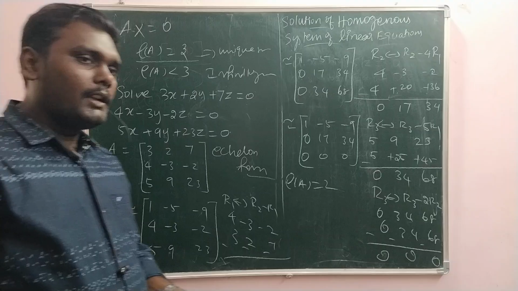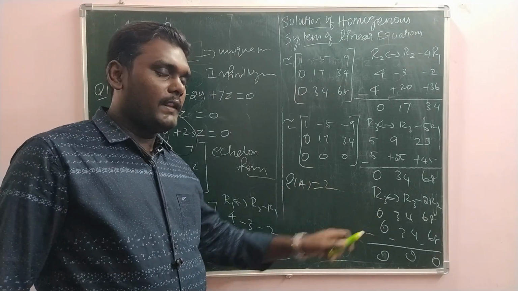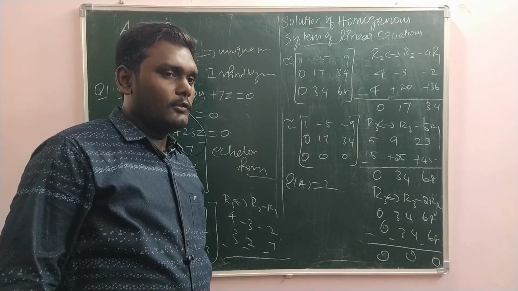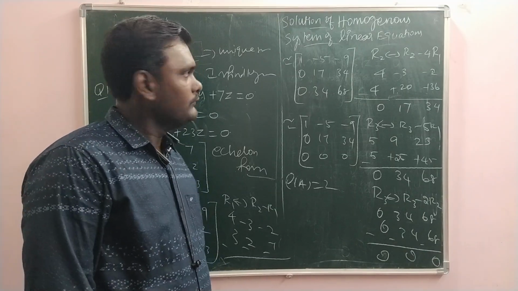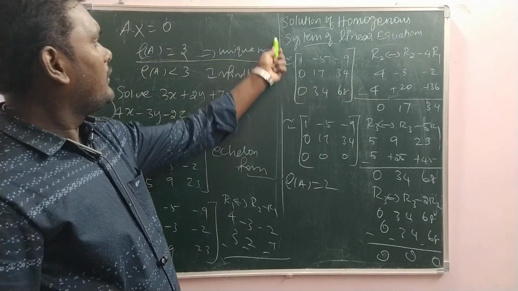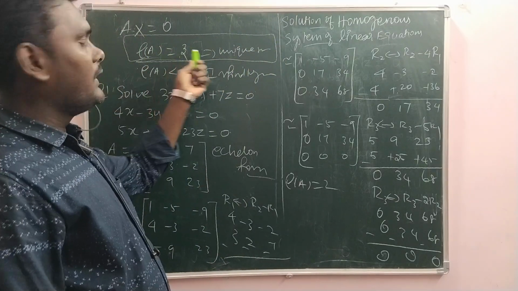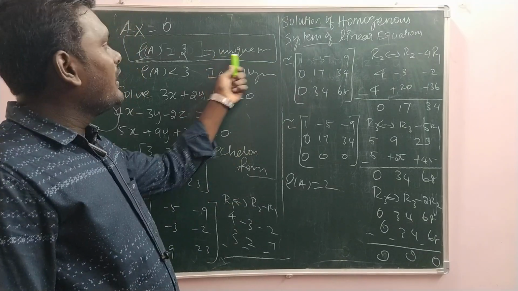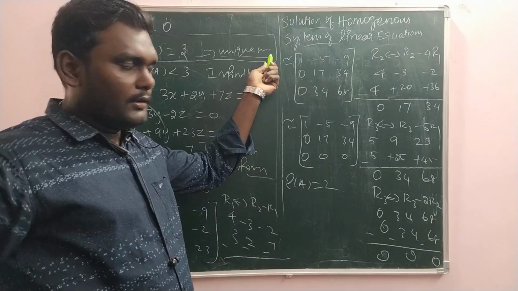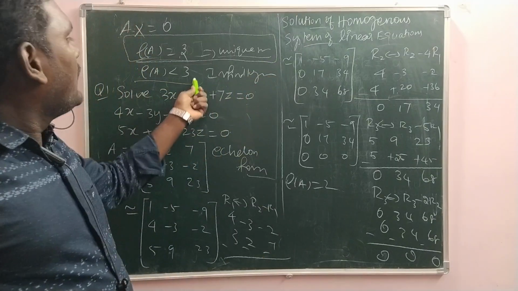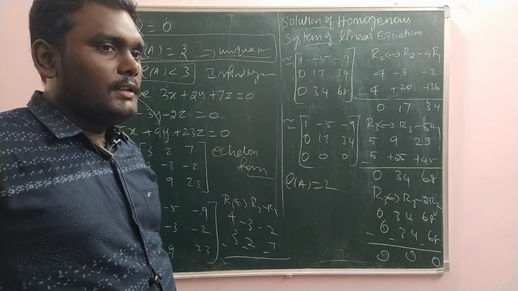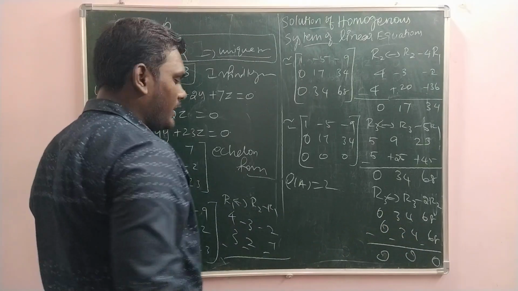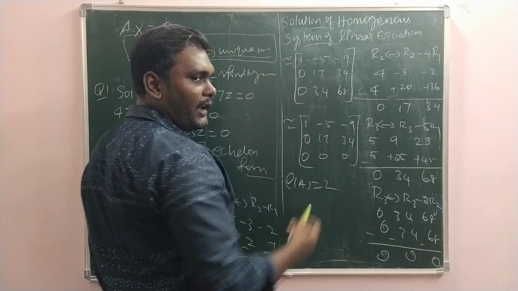If the rank of A is equal to the number of unknowns, what solution do we have? A unique solution, and it is the trivial solution. Here, rank of A equal to 3, the number of unknowns, gives a unique solution, the trivial solution. And here the rank is less than 3, so what solution will we have? Infinitely many solutions.